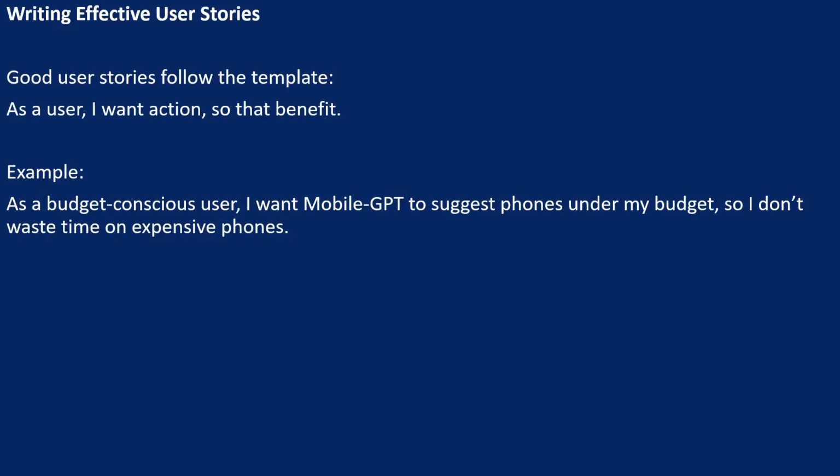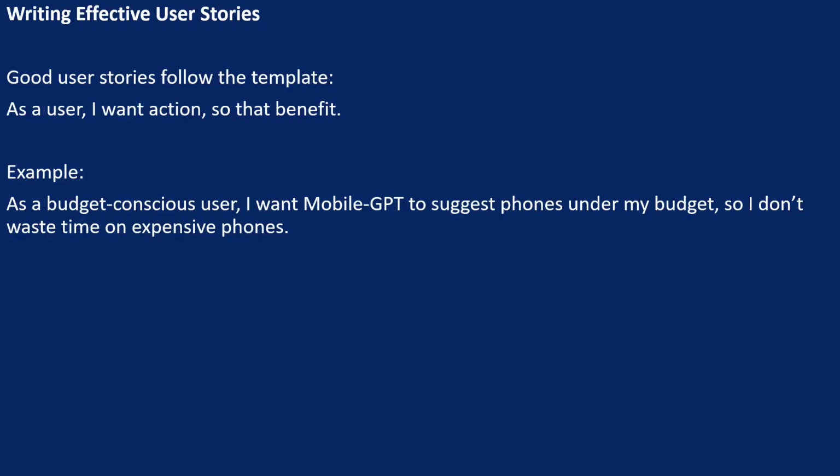example of a bad story, like "the system should recommend phones." The problem here is that it is too vague. It doesn't explain who the user is. It doesn't explain why the feature matters, and testers don't know what to check. So it basically misses the important things.